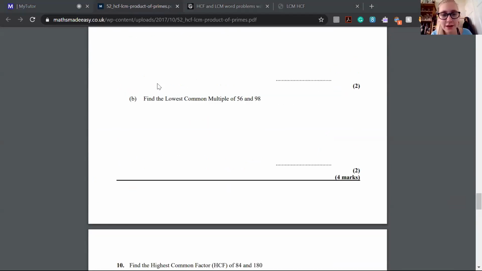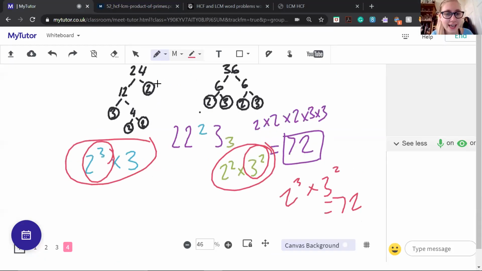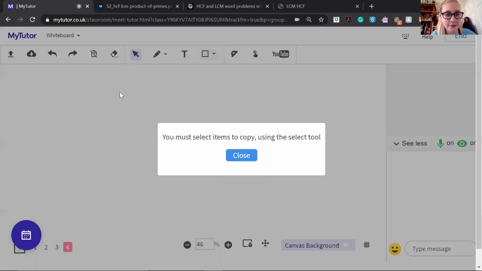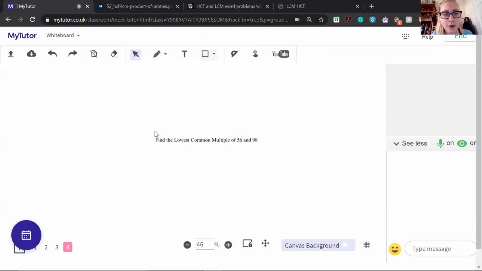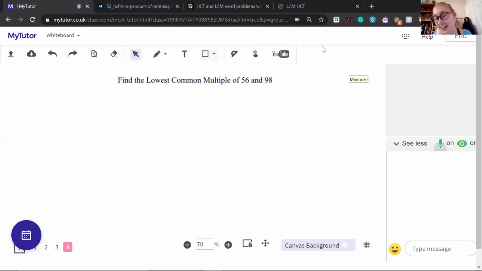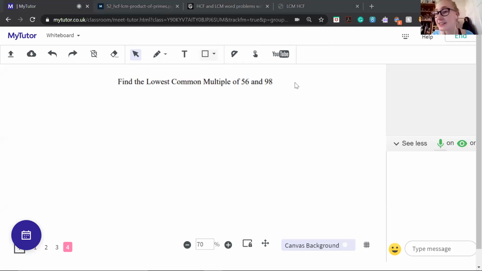Let's do this one. Find the lowest common multiple of 56 and 98. So have a go at doing it yourself if you understand. Someone said the highest common factor was much easier. It is, I agree. I find it easier as well. But unfortunately, we have to do both. But that's why I started with highest common factor. So if you get that, this is a kind of similar way.